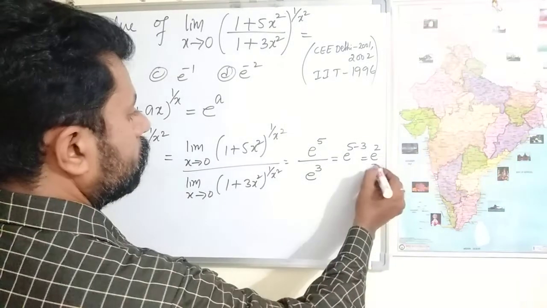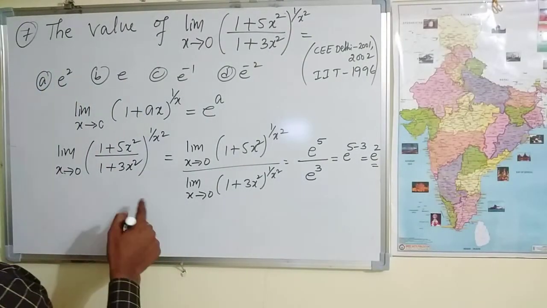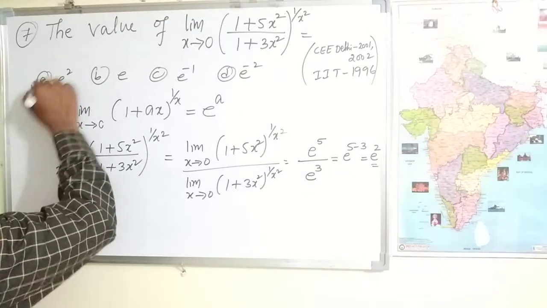e to the power 2 is the solution for this result. Here we have option A is correct.